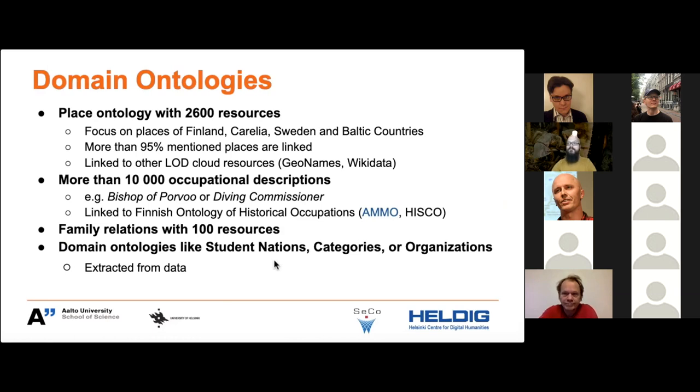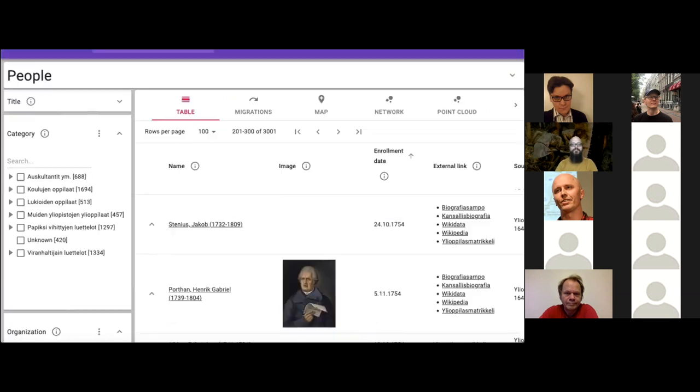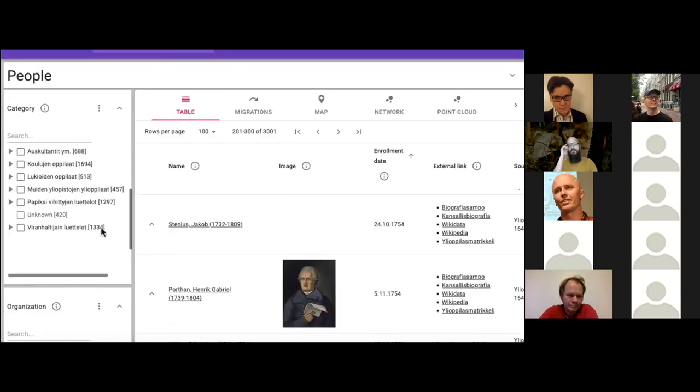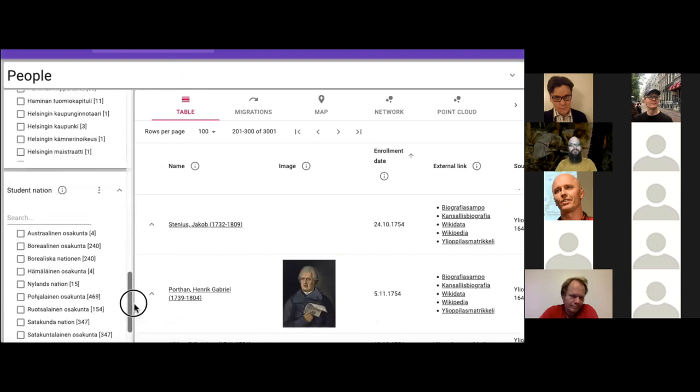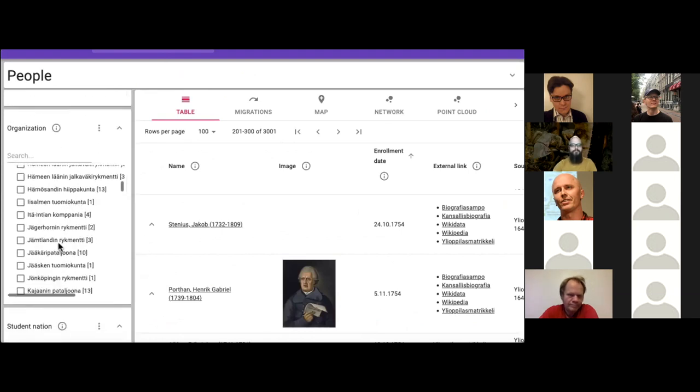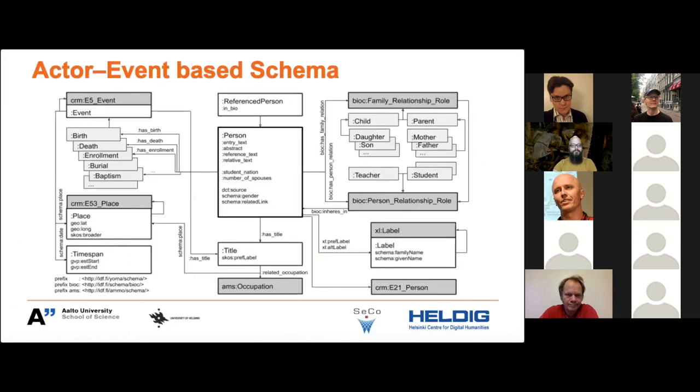The data publication contains also some smaller, domain-specific ontologies for representing, for example, student nations, categories, and organizations. The category data was included in the source data. The student nations and organizations were both extracted from the text descriptions. For representing the biographical information, an actor event-based schema is used. The schema is based on the CIDOC CRM standard. In addition to CIDOC CRM, BioCRM is used for representing person roles and interpersonal relations. BioCRM has been developed and used in our earlier projects on Norssi High School Register and Biography Sampo.